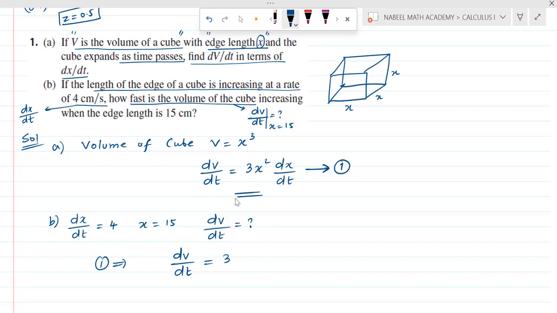So 3 times x. x is what? 15 squared. And dx over dt, which is 4. If you multiply, you will get 2700.